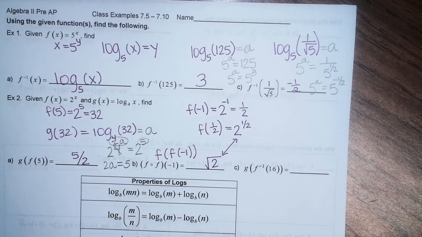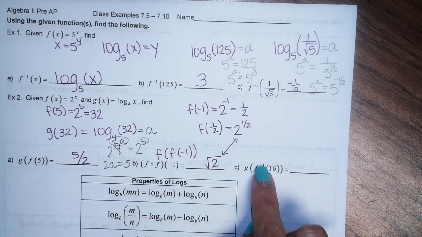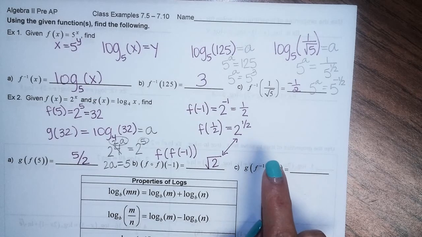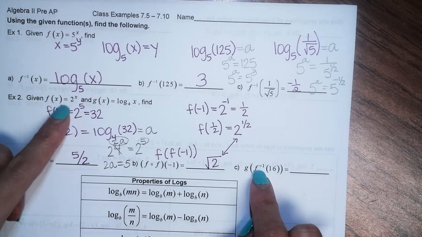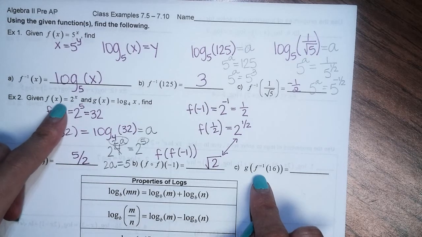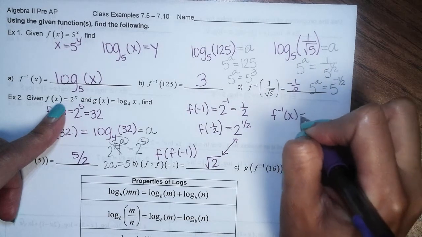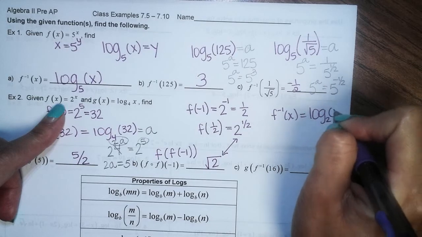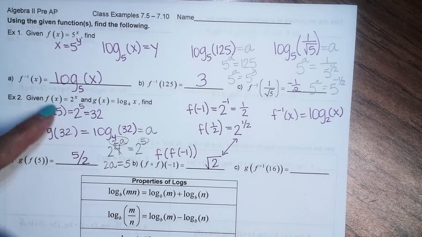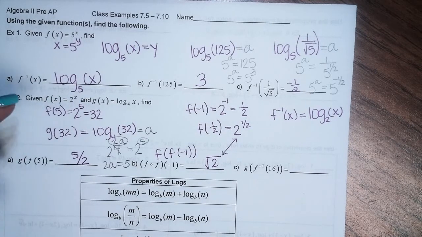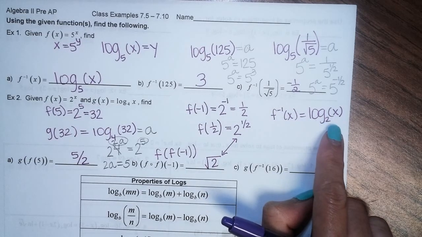Last one, letter C. Letter C wants you to do g of f inverse. Okay, so first of all, let's find f inverse. f of x is 2 to the x. So if I want to find the inverse, I know it's going to be the log base 2 of x. And you can find the inverse like I showed you on number 1. Switch the x and the y, and then solve for y. So it would be log base 2 of x.